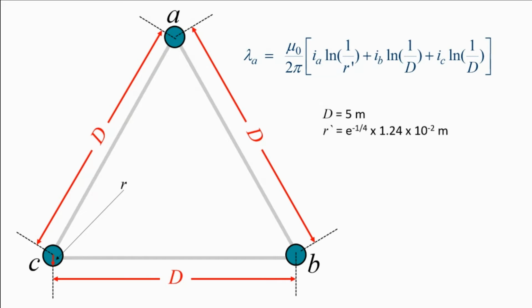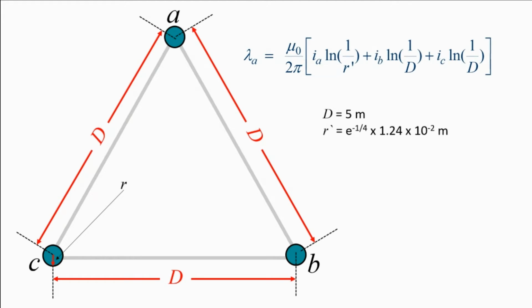You remember we obtained the term for the internal inductance. It was mu over 8 pi. And we put it as 1 over 4 plus the other, the external one, to group them together to get R dash. So whenever you see R dash, it is the radius multiplied by e to the minus 1 over 4. This will be given even in the formula sheet for R dash. So this is for the phase A self inductance.